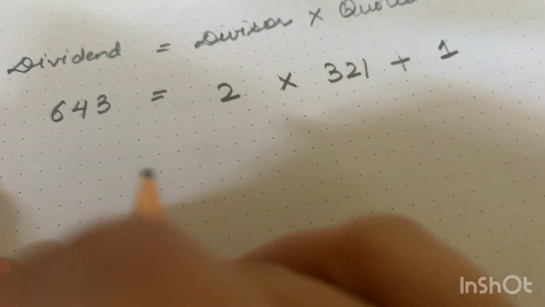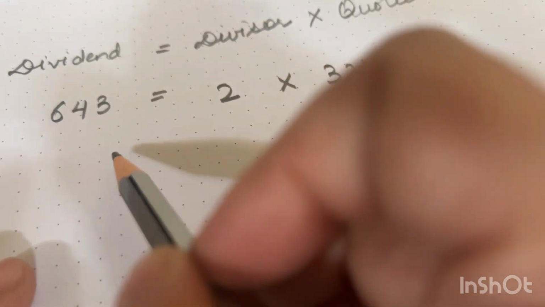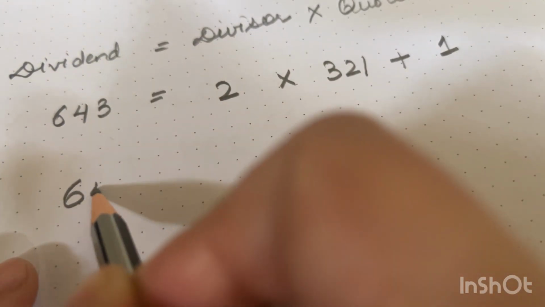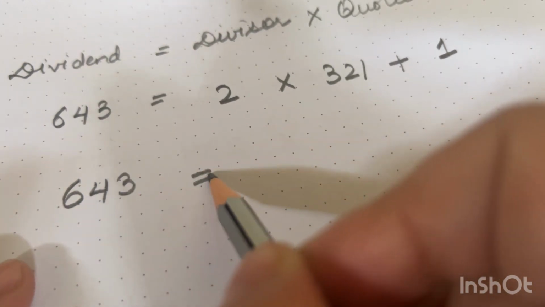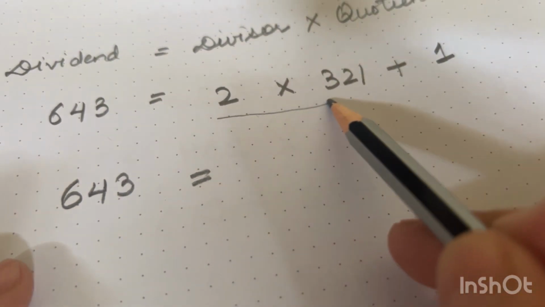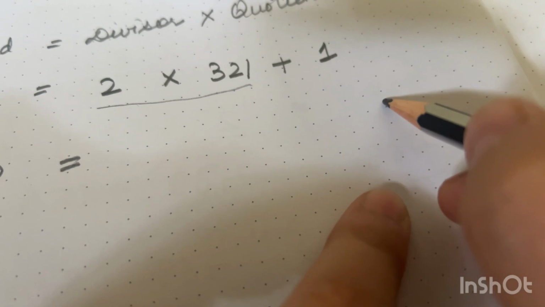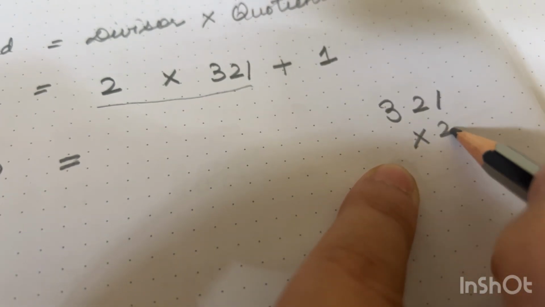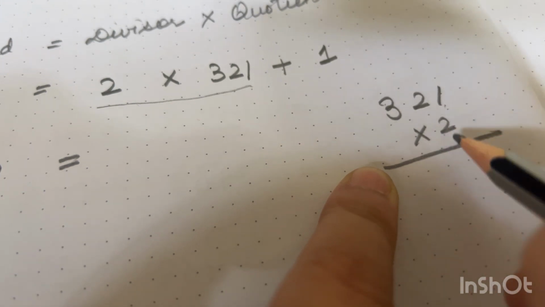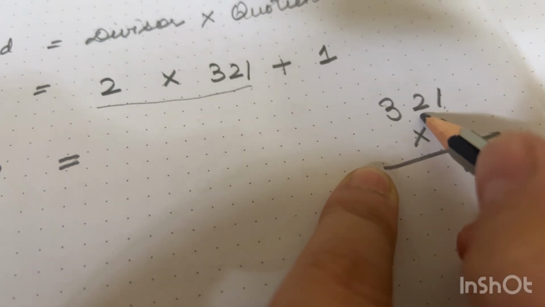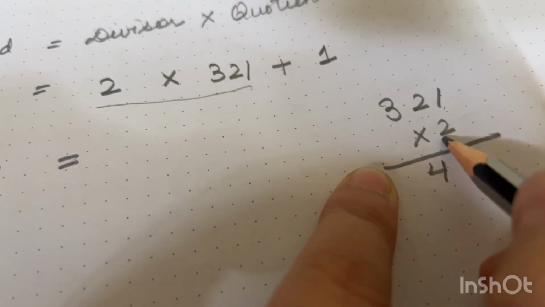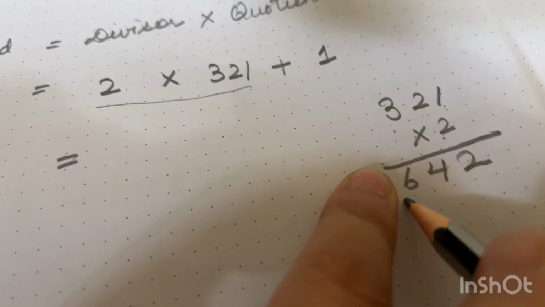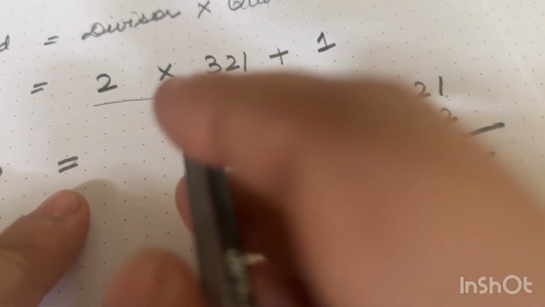Now let us solve it. We have to simply copy the left hand side. We have to write the same number 643 here. Now what we will do, we will multiply both the numbers. So now let us do this on the side. 321 multiply by 2. 2 1s are 2, 2 2s are 4, and 2 3s are 6. The number 642 we will write over here.